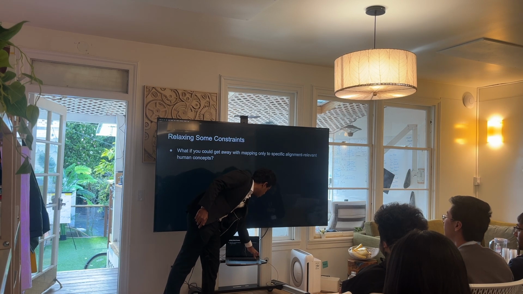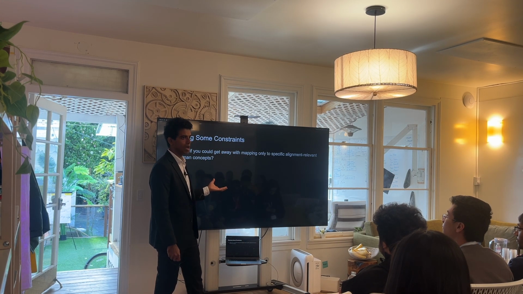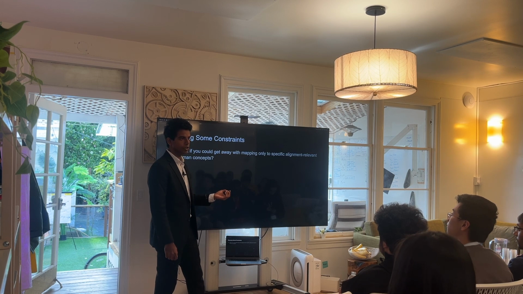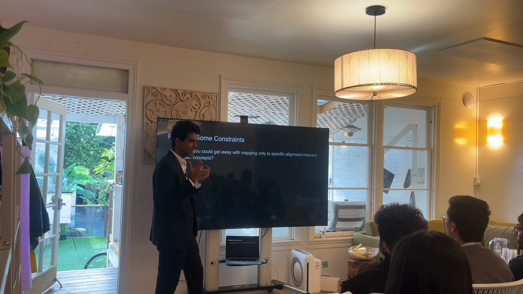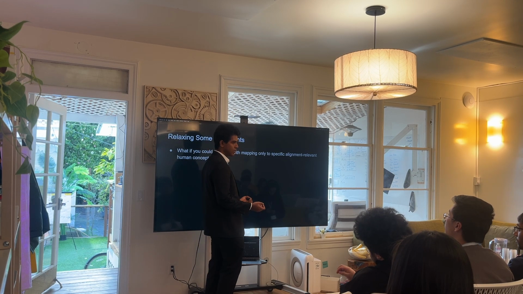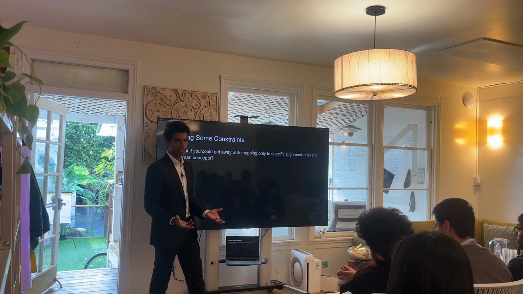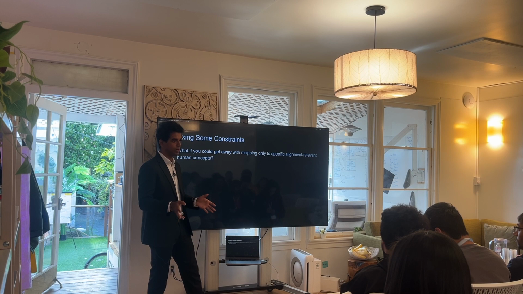So if you try relaxing some constraints here and make the problem simpler for ourselves, what are some ways you can do this? The first way is, what if we only try to map to some specific things that we care about? What if you don't need a fully general solution? There are some very specific things in the real world that I care about. For instance, I care about whether the model in front of me is deceptive. Can you figure out how to map specific parts of your model to these specific alignment-relevant human concepts?